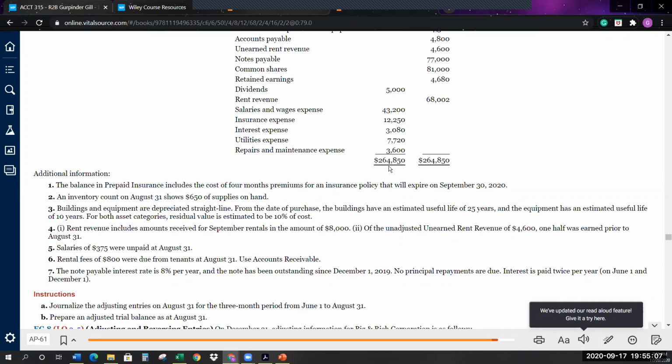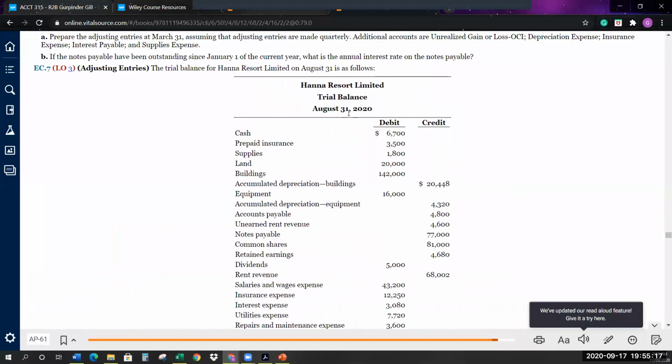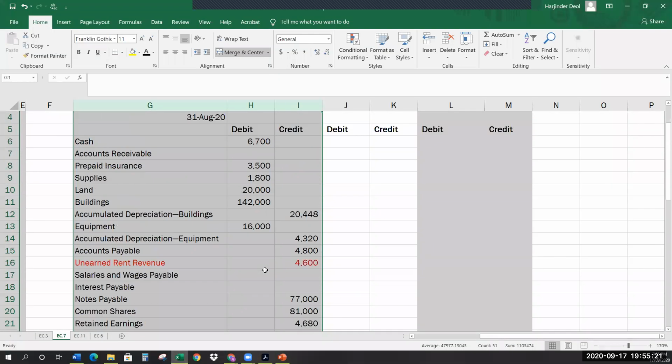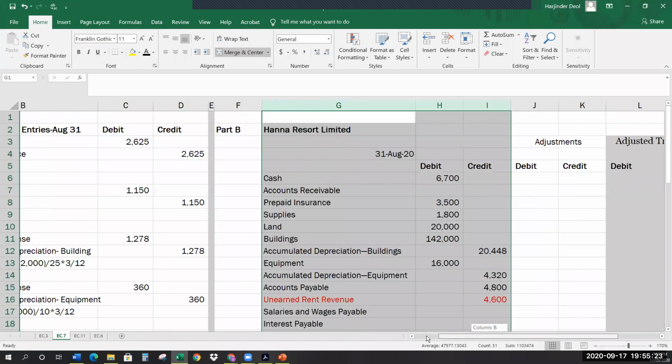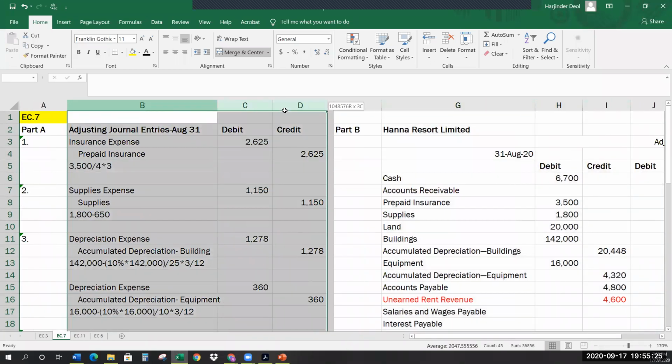$264,850. So I just typed out all of that information. I didn't do anything. I haven't created anything. I haven't adjusted anything. It's just a bring over, a starting point. Okay. So this was your unadjusted trial balance. Then we were smart enough to do all of those adjusting entries, right?